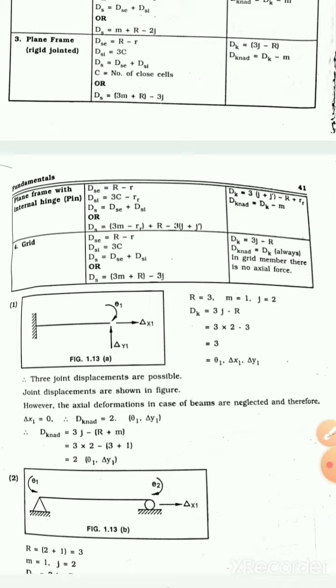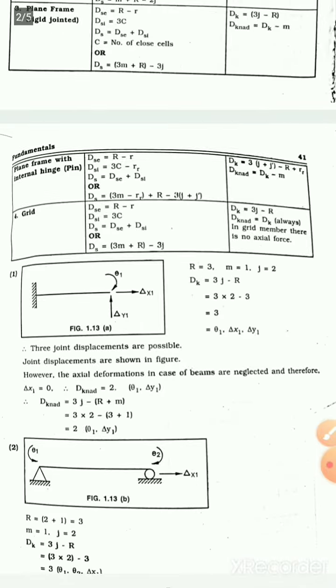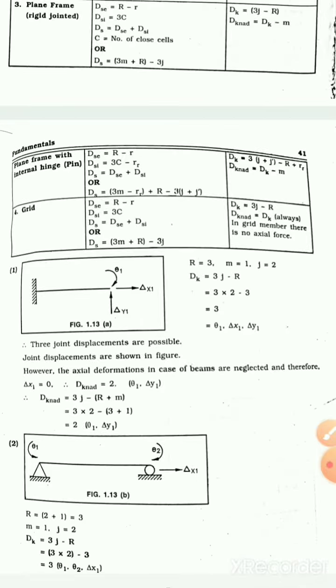So here reaction fixed support है, fixed support पे तीन reaction आएंगे. Horizontal, vertical and moment. So r equal to 1. member कितना है 1. So m equal to 1. joint कितना है 2. So it is j equal to 2. So we have equation kinematic indeterminacy, DK equal to 3j minus r. So 3 into 2 minus 3, so it is 3. It is theta 1, delta x1 and delta y1.